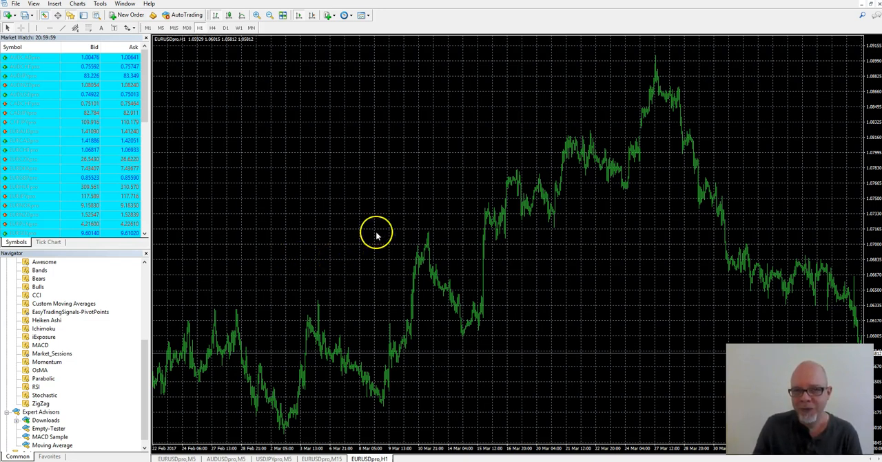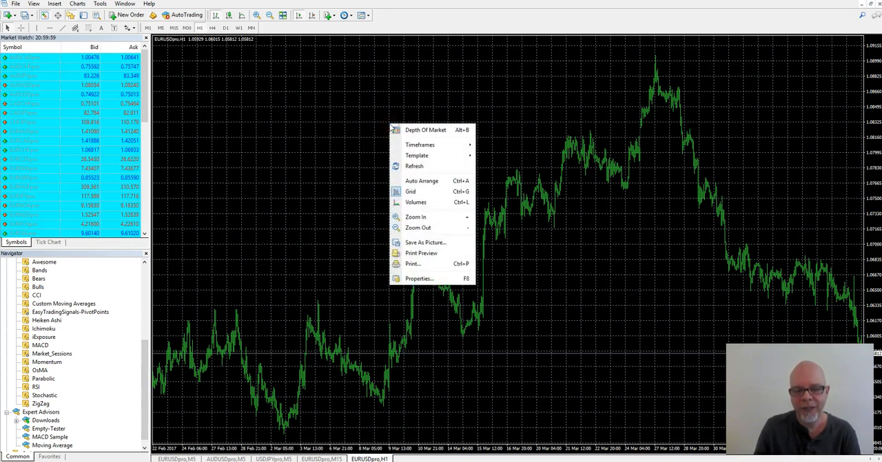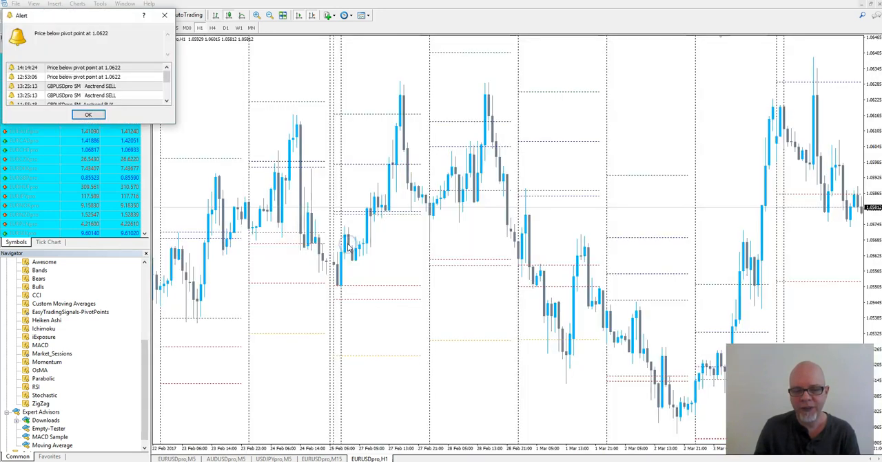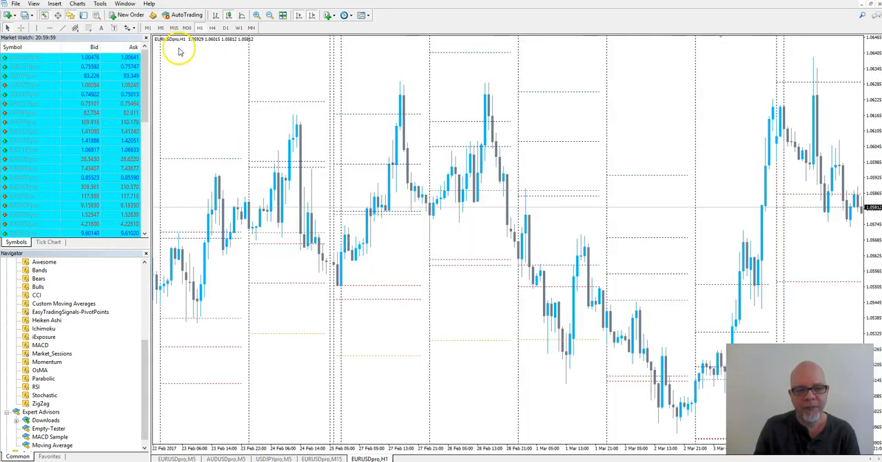Not to worry, because now you already have your template copied over, and you have your indicators. Since your indicators and your template are all set up and ready to go, all you need to do is right click on it, go to template, scroll down and go to easy trading signals basic and click on it once, and there we go. Immediately you have everything loaded.